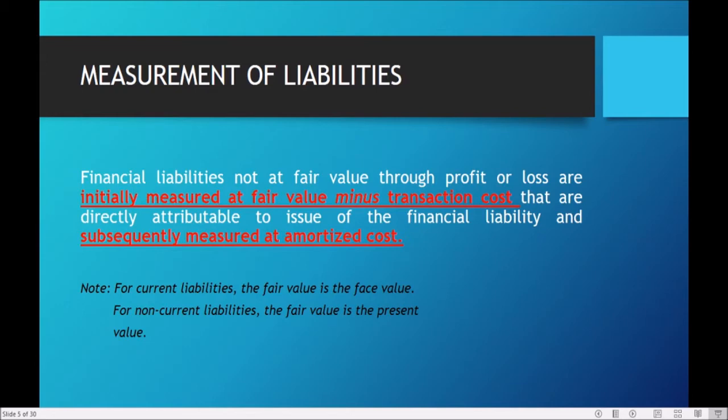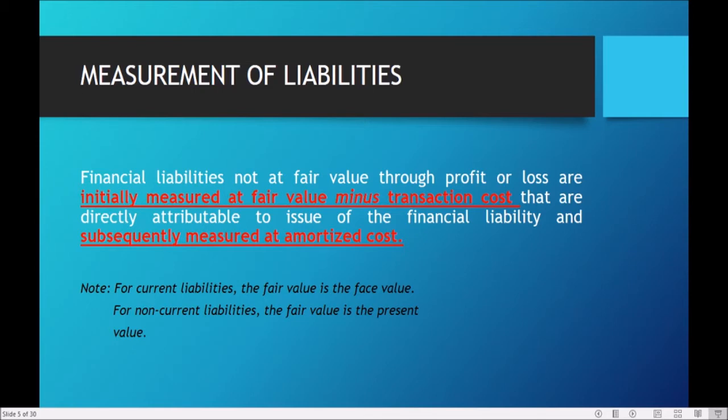Okay? Initial measurement, if that financial liability is not at fair value through profit or loss, it must be initially measured at fair value minus transaction cost, and subsequently measured at amortized cost. Okay? I have a short note here that for current liabilities, the fair value is the face value. You know, the fair value is the face value pag current liability. For non-current liabilities na not at fair value through profit or loss, the fair value is the present value. Okay? Yun yung mga notations ko dyan.